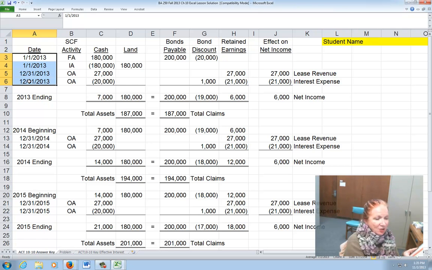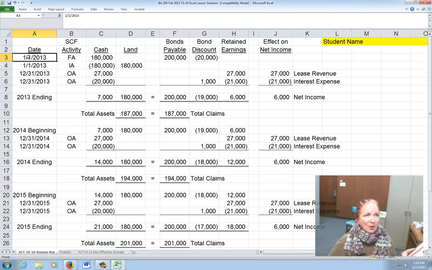The first transaction there is going to be the sale of the bonds on January 1. The second transaction is going to be the purchase of the land on January 1. The third transaction is going to be the lease on December 31. And the fourth transaction is going to be the payment of the interest on December 31. So we're going to need to have 2 dates for January 1 and 2 dates for December 31. So we're going to put those in. Then one at a time, we're going to work on these transactions.